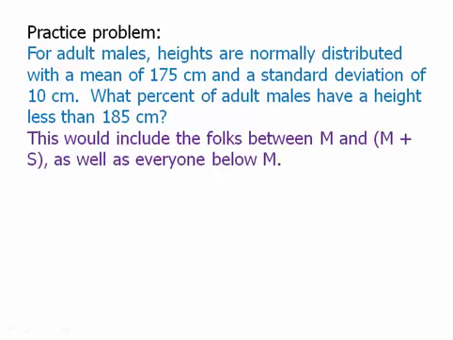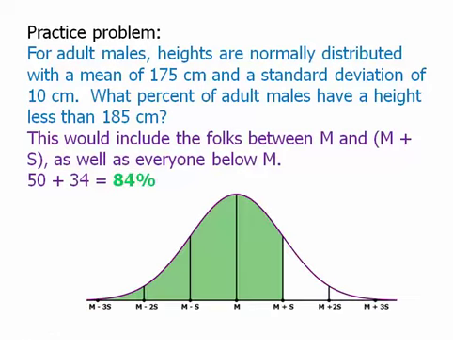So, of course, what this is going to be is, first of all, the folks between the mean and 1 standard deviation above the mean, as well as everyone below the mean. So that's going to be the 50% that's below the mean, and the 34% that is between the mean and 1 standard deviation above the mean, and that's going to equal 84%. And we can see it graphically here, everyone below 1 standard deviation above the mean.